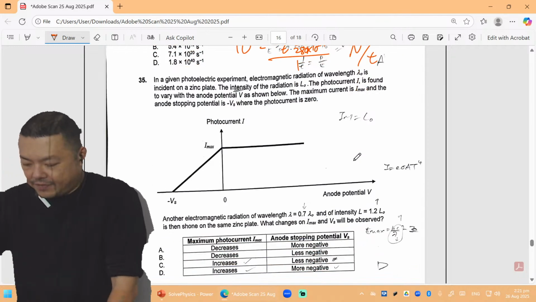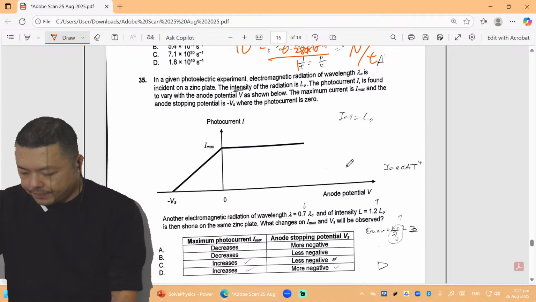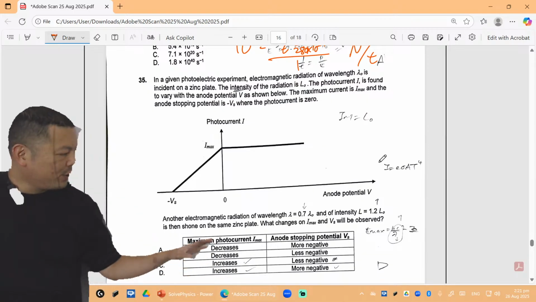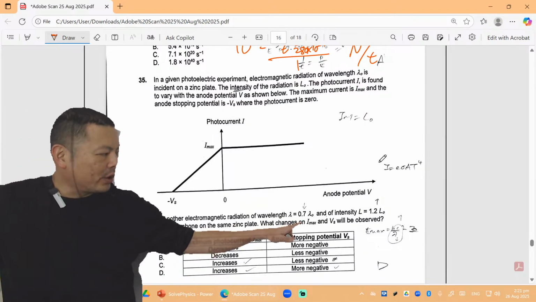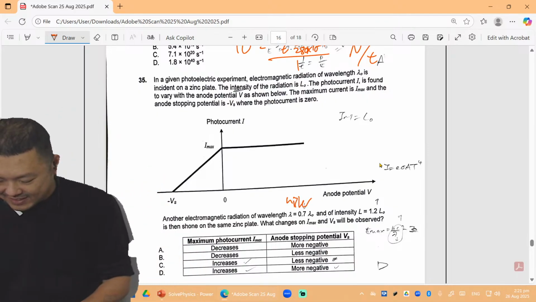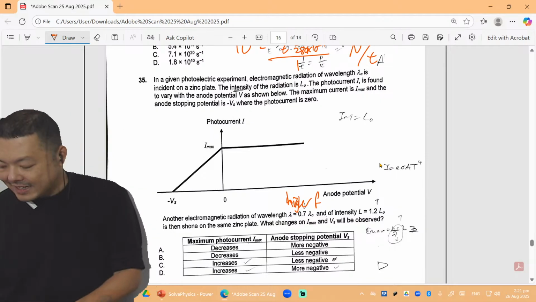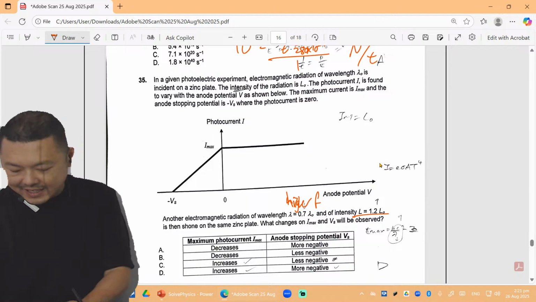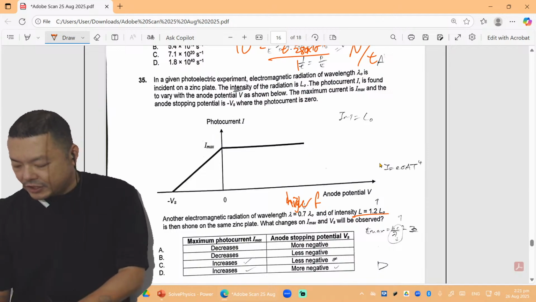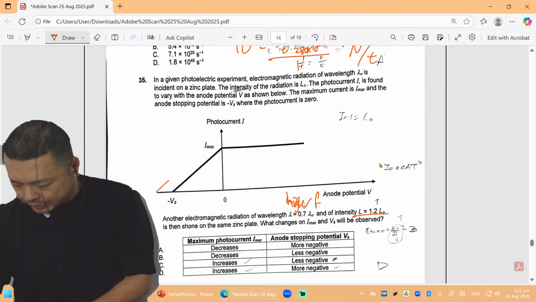And look at 35. They don't care, they just draw straight lines only. So your second EM radiation has a shorter wavelength. Shorter wavelength means higher frequency, higher intensity. What will be the changes of Imax and Vs? We draw the graph. It should look like that.